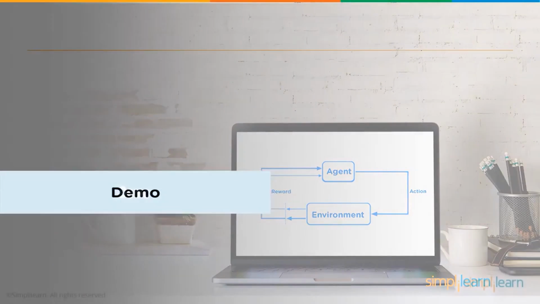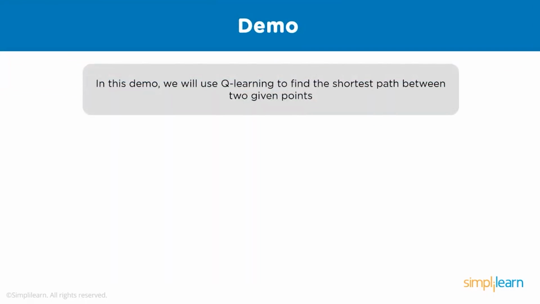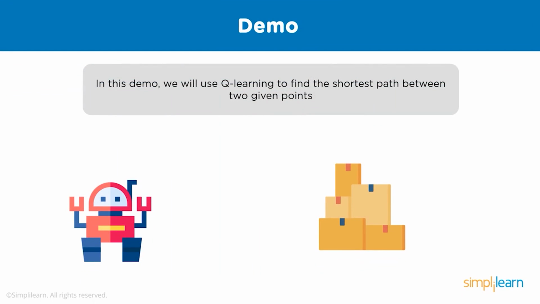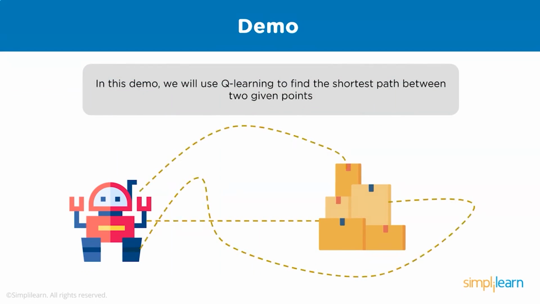in Python. In this demo, we'll use Q learning to find the shortest path between two given points.